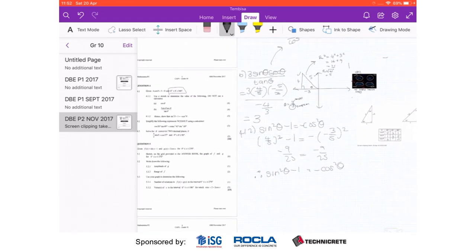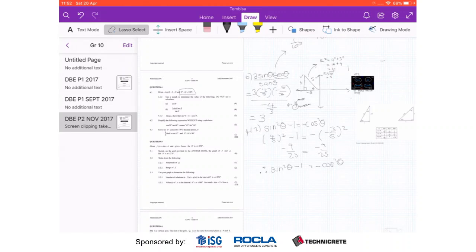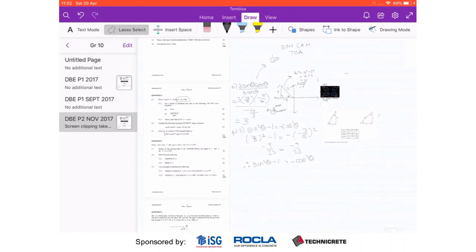Okay, so we are done with the first part, which was making use of this diagram. So I'm going to erase all of this.